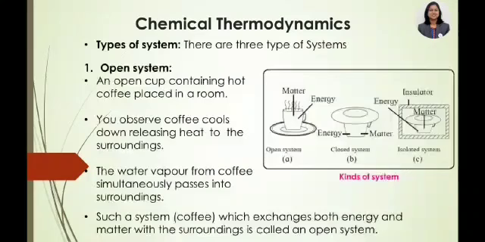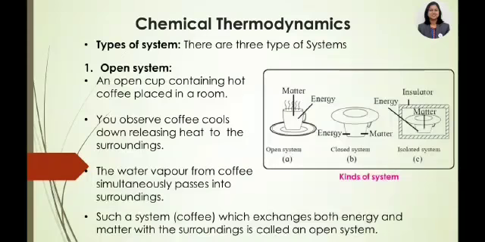Now let us study types of system. There are three types of system you can see in the diagram. First one is open system. Students, you can observe the diagram. An open cup containing hot coffee is placed in a room. Now you observe the coffee cools down, releasing heat to the surrounding.